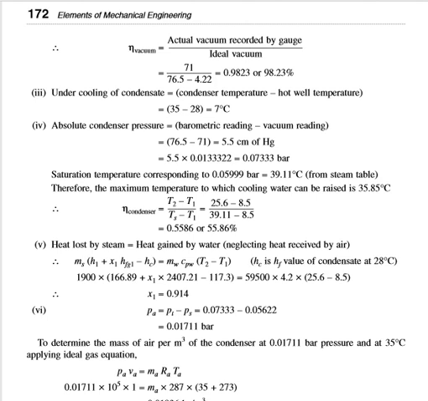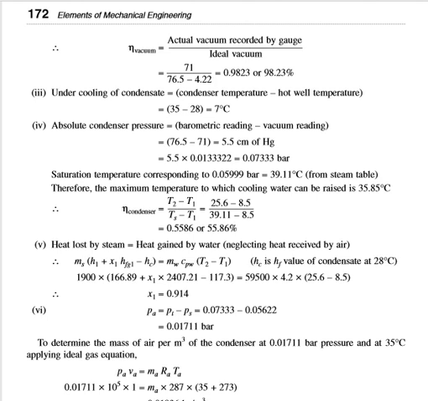Again, this cm of Hg is converted into bar. That means multiply by the conversion factor: 5.5 into 0.013322 equal to 0.07333 bar. And we are already getting the pressure. Saturation temperature corresponding to 0.05999 bar will get the temperature 39.11 degrees Celsius. We are getting this from the steam table. From this pressure in bar, we are getting the value of temperature 39.11.